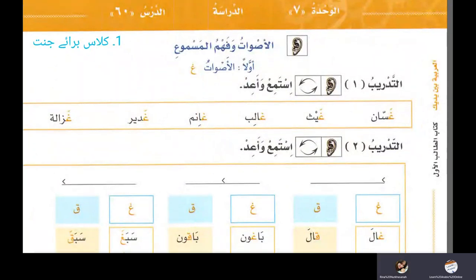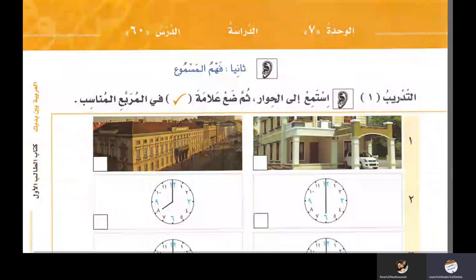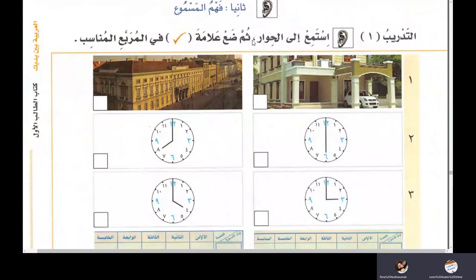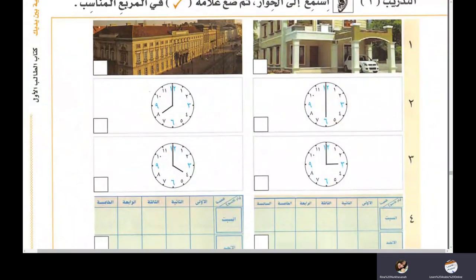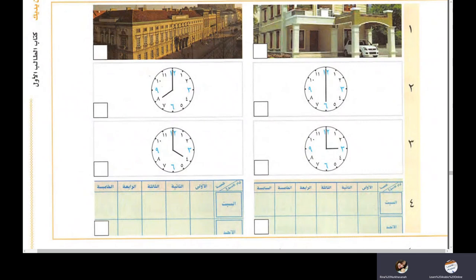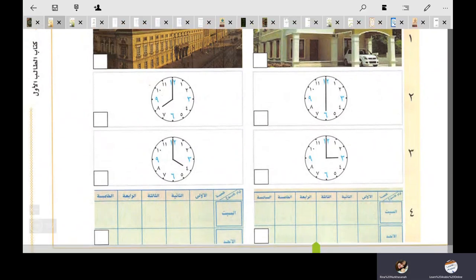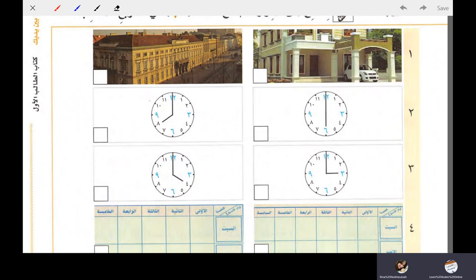Al-wihdatus sabi'a, dirasa. At-tadribul awwal: istami' ilal hiwar, listen to the dialogue, then put the tick mark in the appropriate box. You have two pictures here. Aina tadhhabu? Second picture. So which picture, as-suratul ula or as-suratus saniya? As-suratus saniya.